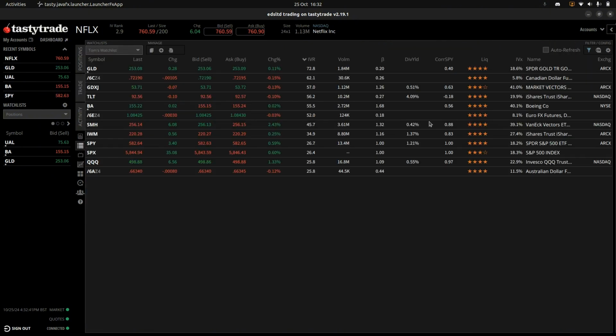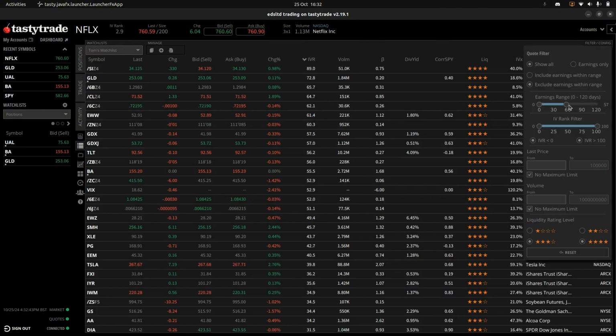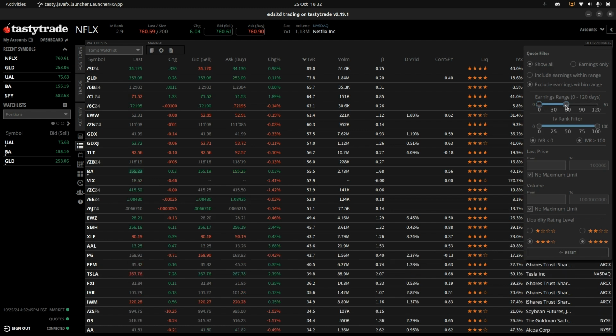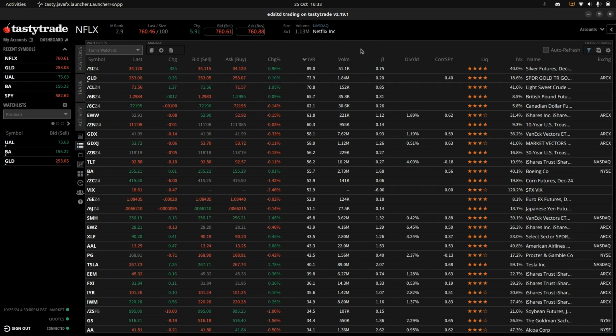We can come over to our watch list and we simply filter out anything that has earnings over the next 56 days. Now, once we've done that, we also want to filter out anything that has a low liquidity level. Both of these things will have a positive effect on your P&L once you have excluded the underlyings. So now we're presented with a list of things that we can trade, and we want to order the list from high to low on the IV rank scale.